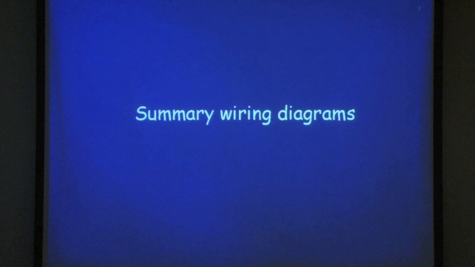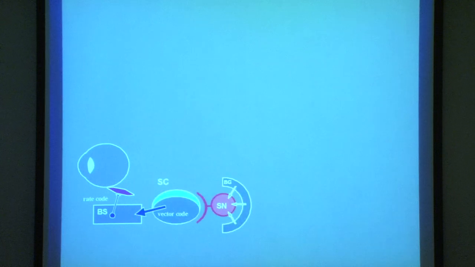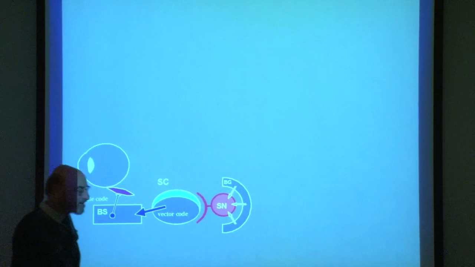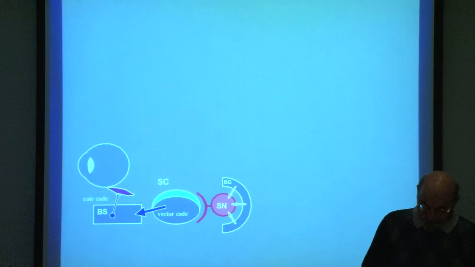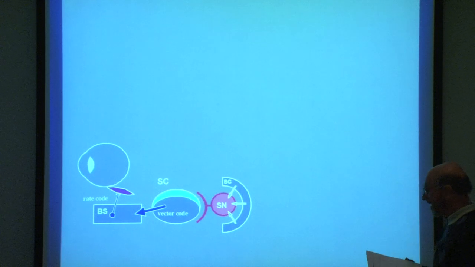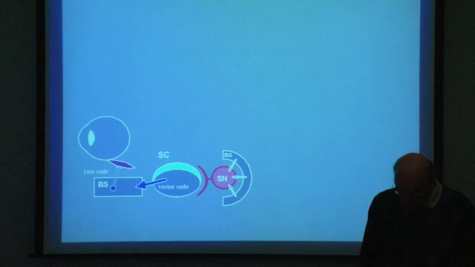So now you're going to look at what the various visual areas and oculomotor areas are that play a role in this. Okay, and so we're going to create a summary diagram. So here we have, that's the first one I've shown you, which has a rate code that from the brainstem connects with the eye muscles and activates them. Then we have the superior colliculus. Now the superior colliculus is under strong inhibitory control. And there are several inhibitory circuits that are involved in that.